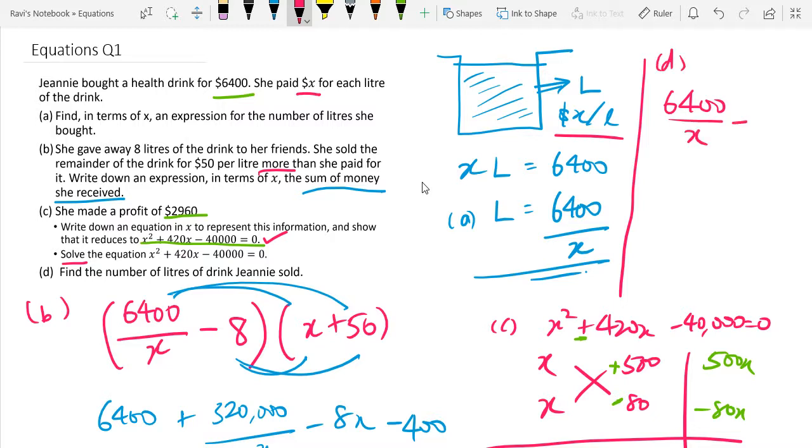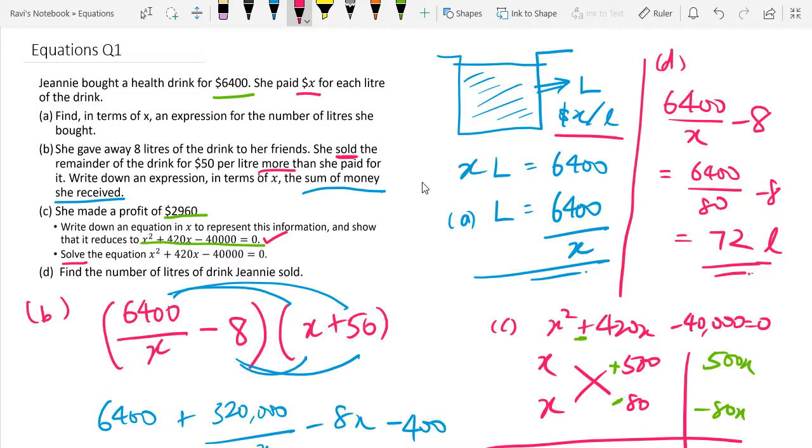and she gave away 8. Correct? And she gave away 8. So she sold the rest. What she sold is the amount she bought, 6,400 over x, subtract 8. So 6,400 over 80 minus 8, you'll get 72. So 72 liters is the number of drinks that Jeannie sold.